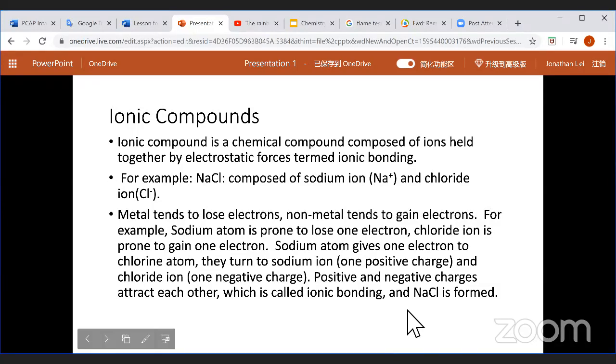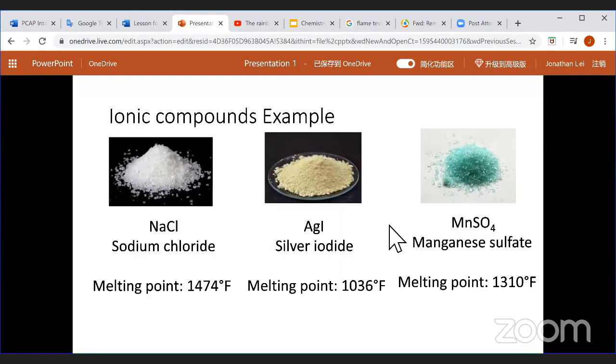So, do not be intimidated by the fancy term ionic bonding. It is just positive and negative attracting each other. It is very simple. And this is the principle of how ionic compounds form. If no one has any questions, we can see some more examples of ionic compounds.